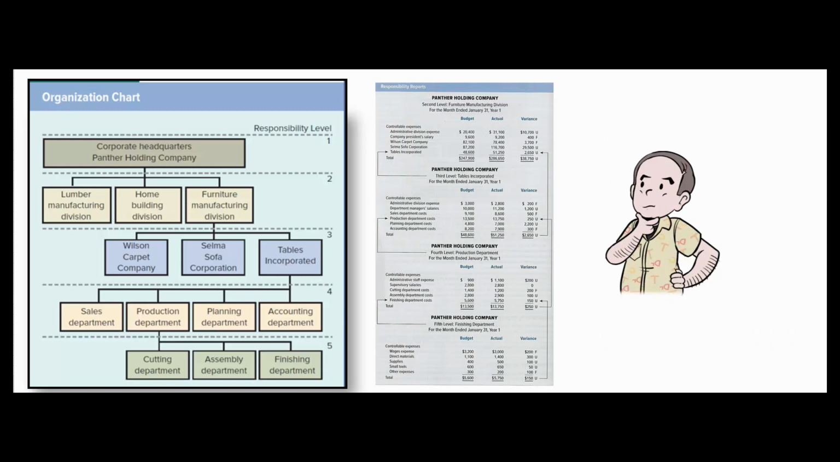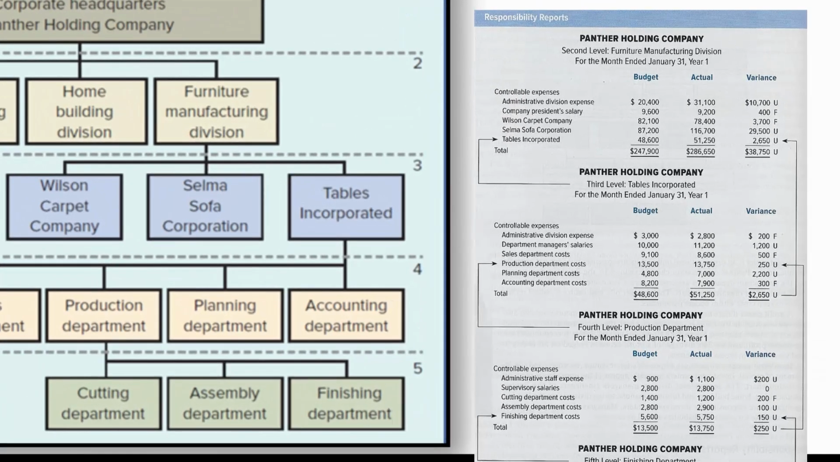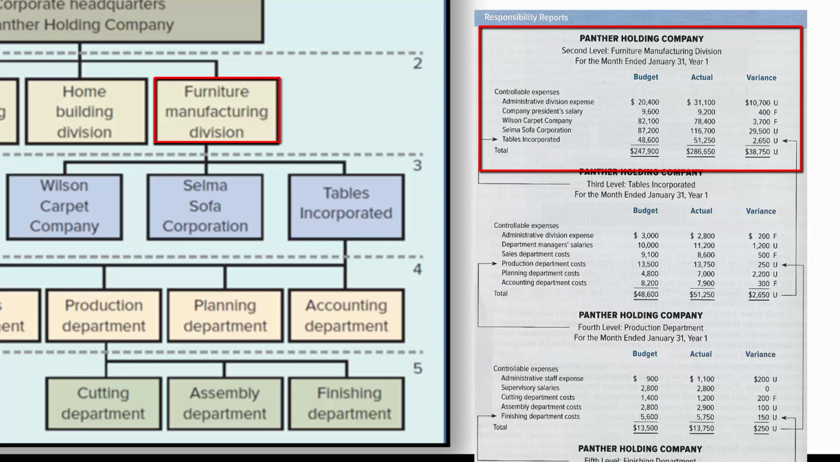All right, let's look at the January responsibility reports for Panther. And let's start at the top. Let's say that you are in charge of the furniture manufacturing division. And you look at your report and you see that there are 2 big unfavorable variances. First of all, in your own operation, you've got administrative division expenses that are $10,700 unfavorable. So you need to look at your own operation to see what's going on there. You also see that the Selma Sofa Corporation has a $29,500 unfavorable performance. So you're managing by exception. You're going to look into that and see what's going on there.